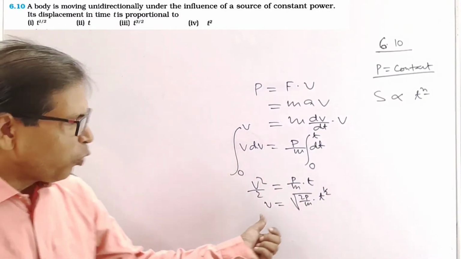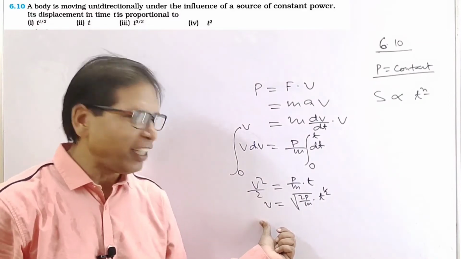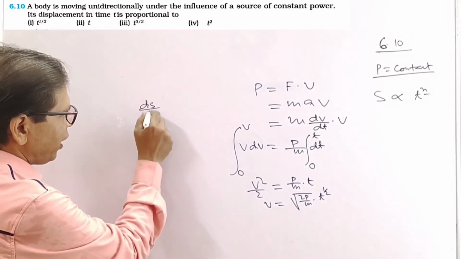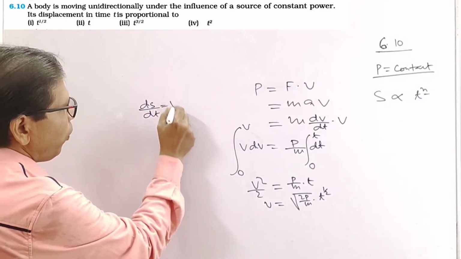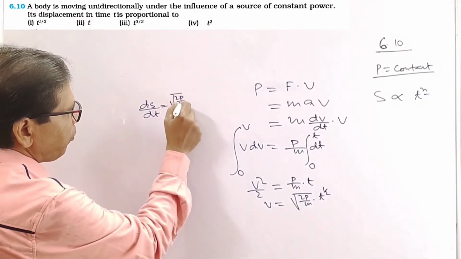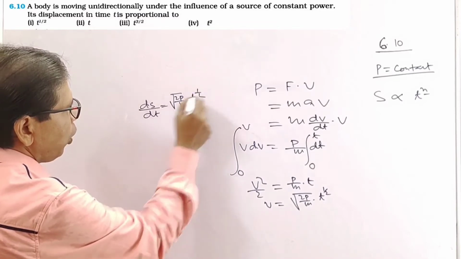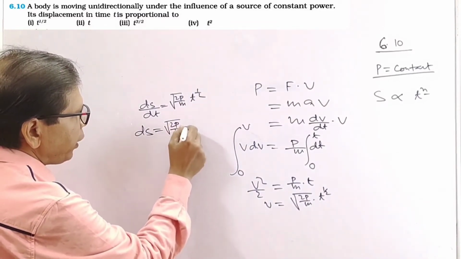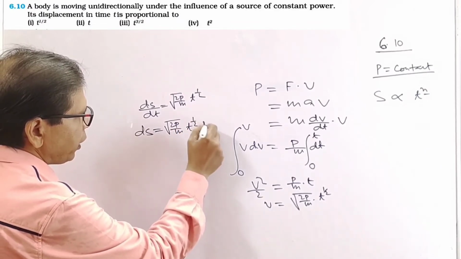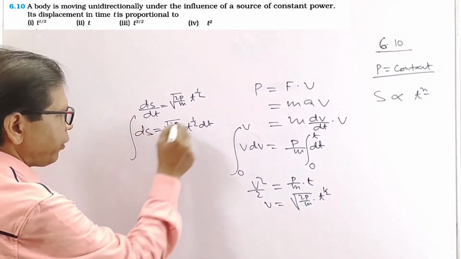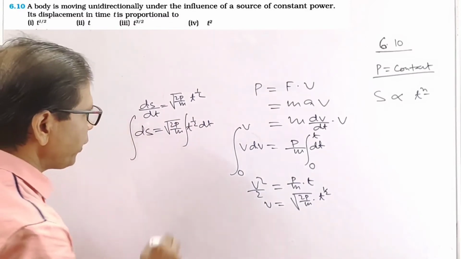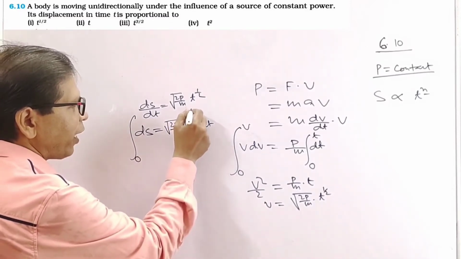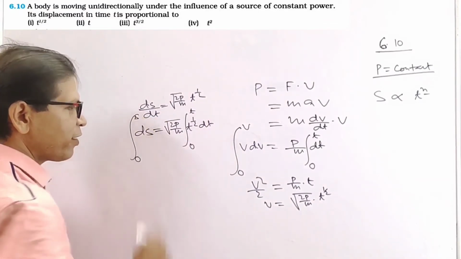Now we know v equals ds by dt. So here ds by dt is equal to root over 2P by m into t to the power half. So ds equals root under 2P by m t to the power half dt. Now integrating this equation. When t equals 0, s is 0. When t equals t, s is s.